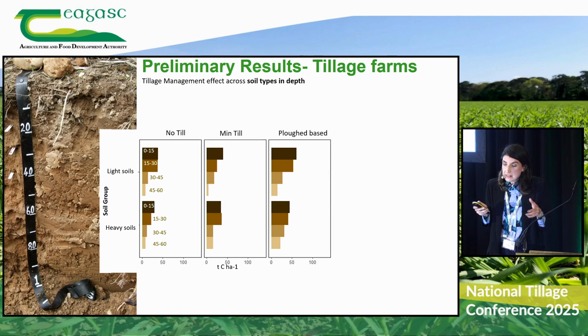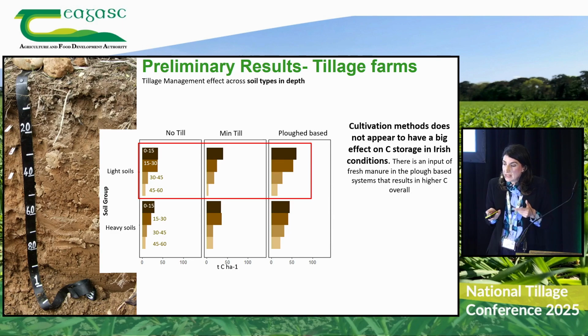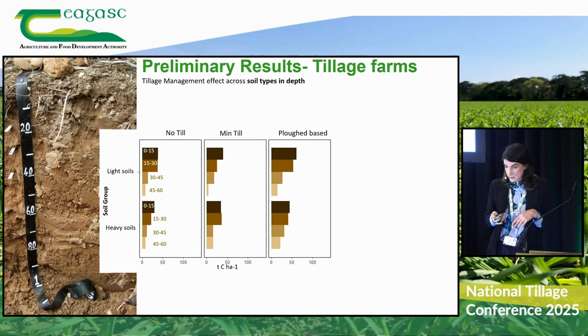If we split the soil types into different management systems, this is the scenario that we have. Cultivation method initially doesn't appear to have a big effect on carbon storage in Irish conditions if we compare no-till, min-till, and plough-based systems. However, for plough-based systems, there is an input of fresh manure that results in higher carbon overall, not just in the topsoil, but also down below, up to 60 centimeters.